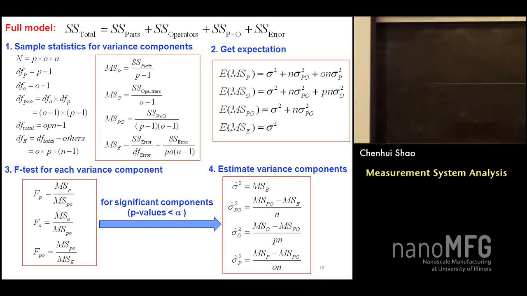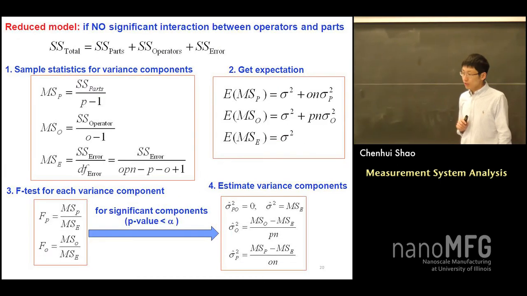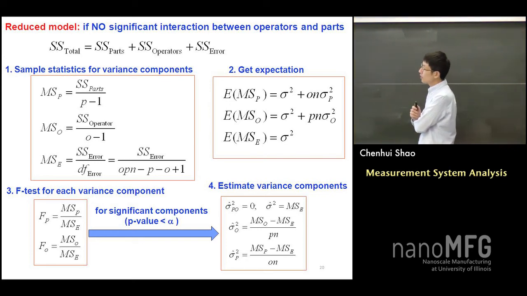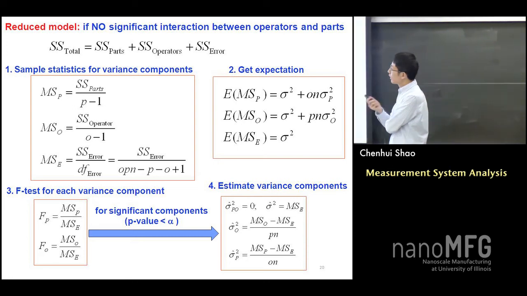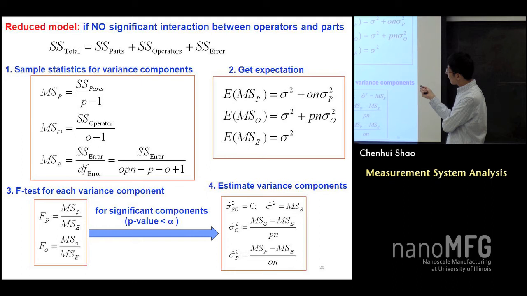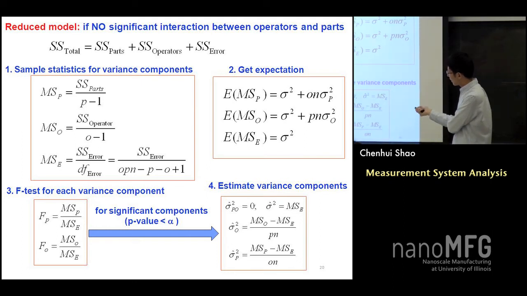Okay, that's the full model. I assumed that the interaction between an operator and a part is significant, but it may not be the case. If that's the case, we can have a reduced model. We remove the PO part, and then we have 3 terms remaining in the model. Again, we do the same procedure and have this result.